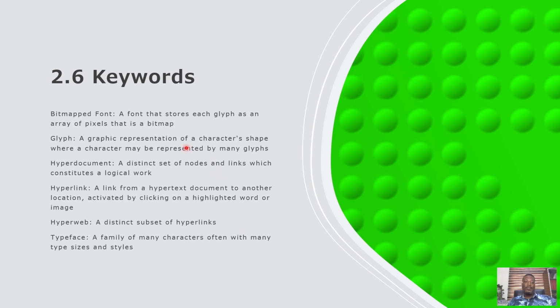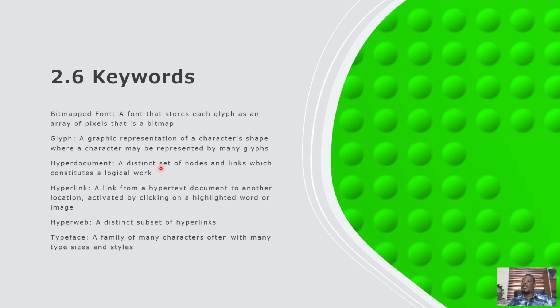So the bitmap font is a font that stores each glyph as an array of pixels, that is in a bitmap. We know what a glyph is, a graphic representation of characters, which is shaped in such a way that the character may be represented by many glyphs. So you can have a character like R. You see how A is written differently, that is a graphic representation of a character's shape. It eventually forms a glyph.